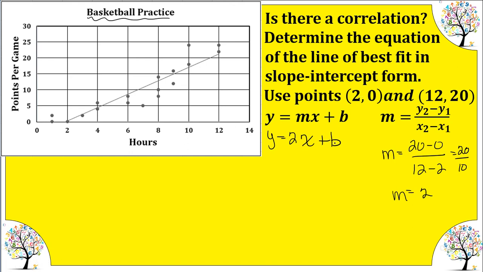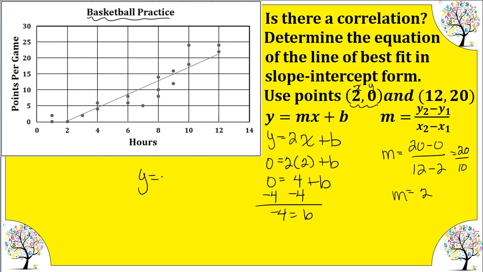To find the b value, we can use either of these points or any of the points in our data to put in for x and y. I'm just going to pick this point here, where 2 is your x and 0 is your y. So I'm going to plug 0 for y and 2 for x, and now we're going to calculate and find the b value. We're going to isolate b. We subtract 4 from both sides, and the b value is negative 4. So now we can write our linear model: y equals 2x minus 4.